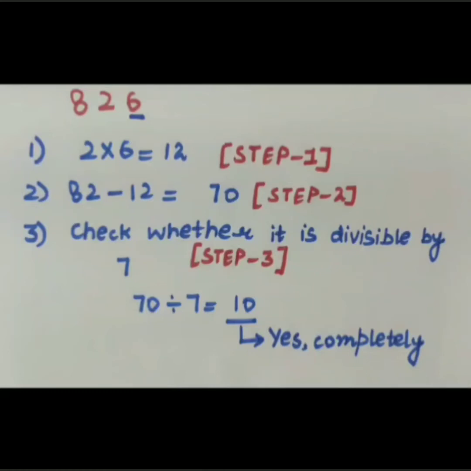After that, step 3, what does it state? That we have to check whether it is divisible. Whose divisibility are we checking? We are checking the divisibility of 7. We will see whether the number is divisible by 7 or not. 70 divided by 7. Yes, it is divisible, 10 times. So this fulfills our divisibility test by 7.